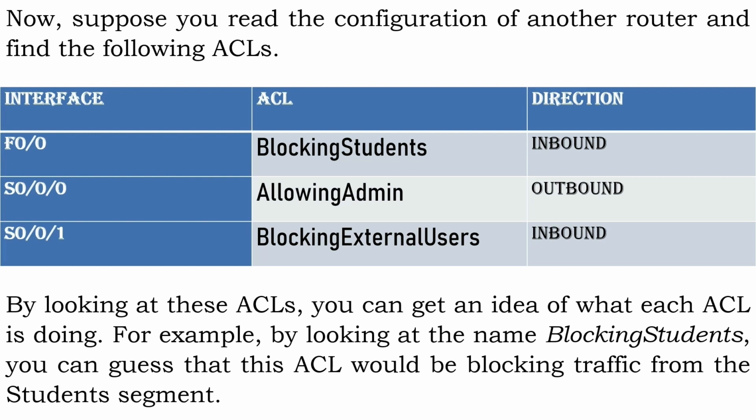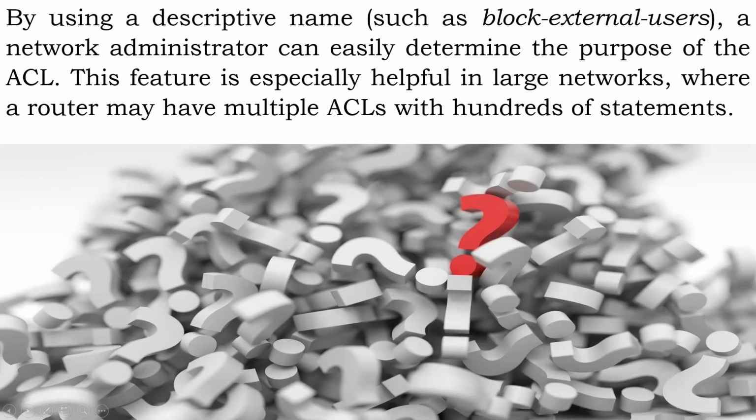For example, by looking at the name blocking students, you can guess that this ACL would be blocking traffic from the students segment. By using a descriptive name, such as block external users, a network administrator can easily determine the purpose of the ACL. This feature is especially helpful in large networks, where a router may have multiple ACLs with hundreds of statements.